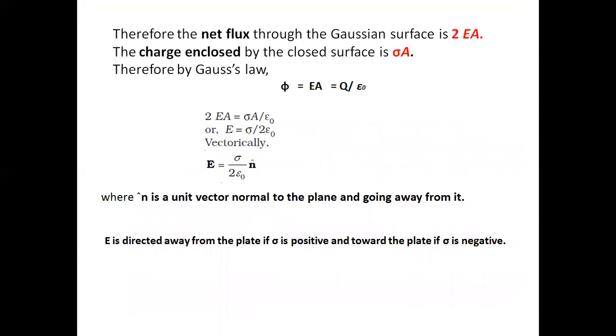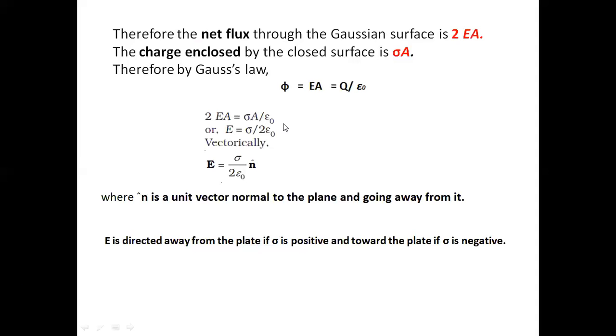So the total net flux through the Gaussian surface is 2 into E into A, where E is our electric field and A is the area. The total charge enclosed by the closed surface, total charge Q, is equal to, considering the surface charge density sigma, Q is equal to sigma into A.